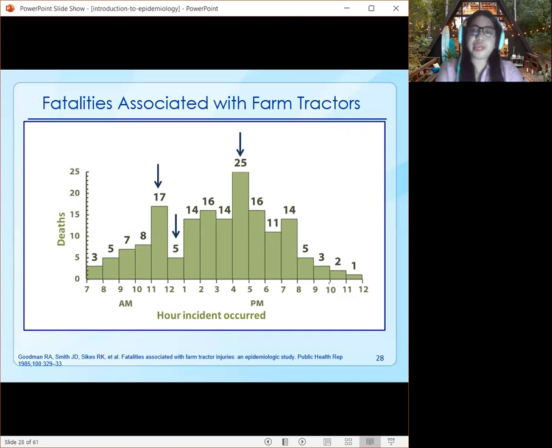This means we can infer that deaths occur when farmers are probably most fatigued right before lunch, which might lead to the increase in deaths in late morning. More deaths occurred in the late afternoon when children are home from school. Conversely, fewer deaths occurred while the farmers are probably eating their lunch, between 12 and 1.